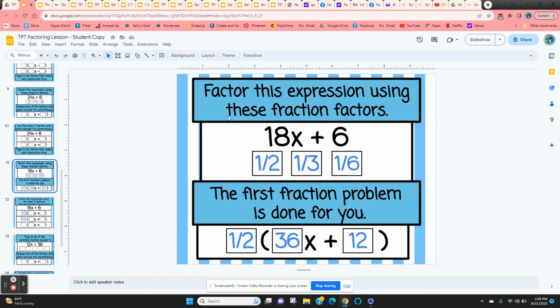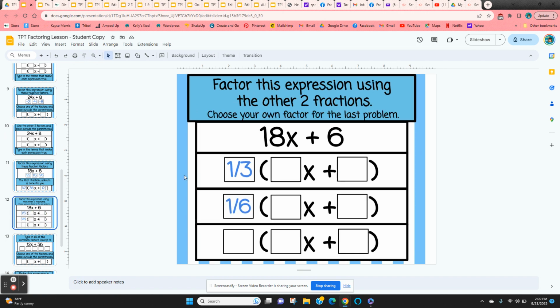Now here's another example. You can also use fractions as factors. So here they're going to be using 1/2, 1/3, and 1/6. So here's an example. If they use 1/2, then this expression would have to be 36x plus 12. It's a little bit more tricky.